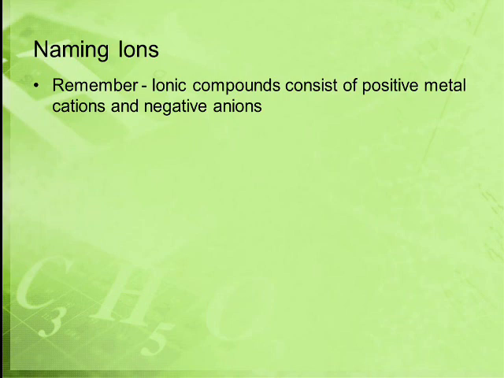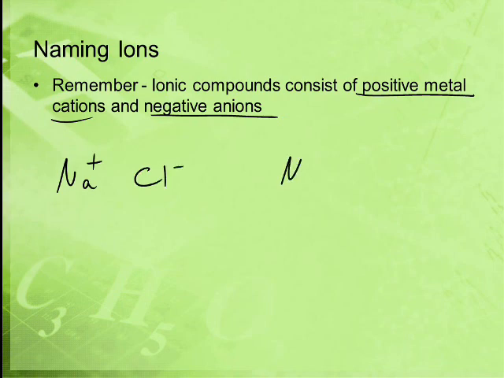Now remember, ionic compounds consist of a positive metal cation and a negative anion. So a positive metal and a negative nonmetal. We put it together, and again, they have to be in the right ratios. And we had you put the IDE at the end. All right, so nothing's really changed since then, except when we get to transition metals.